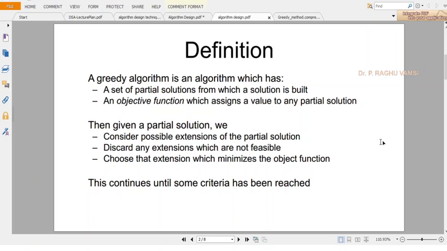It is just like, whenever the first step has been made, consider the possible extensions of the partial solution. That is, the first step is not a complete solution. It's only a partial solution. Partial solution to what? Partial towards achieving the main solution. So whenever you have done a step, it is said to be a partial solution, and you are supposed to check the feasibility or possible extension of the partial solution. With this first step, can I extend to the next step or not? Discard any extensions which are not feasible.